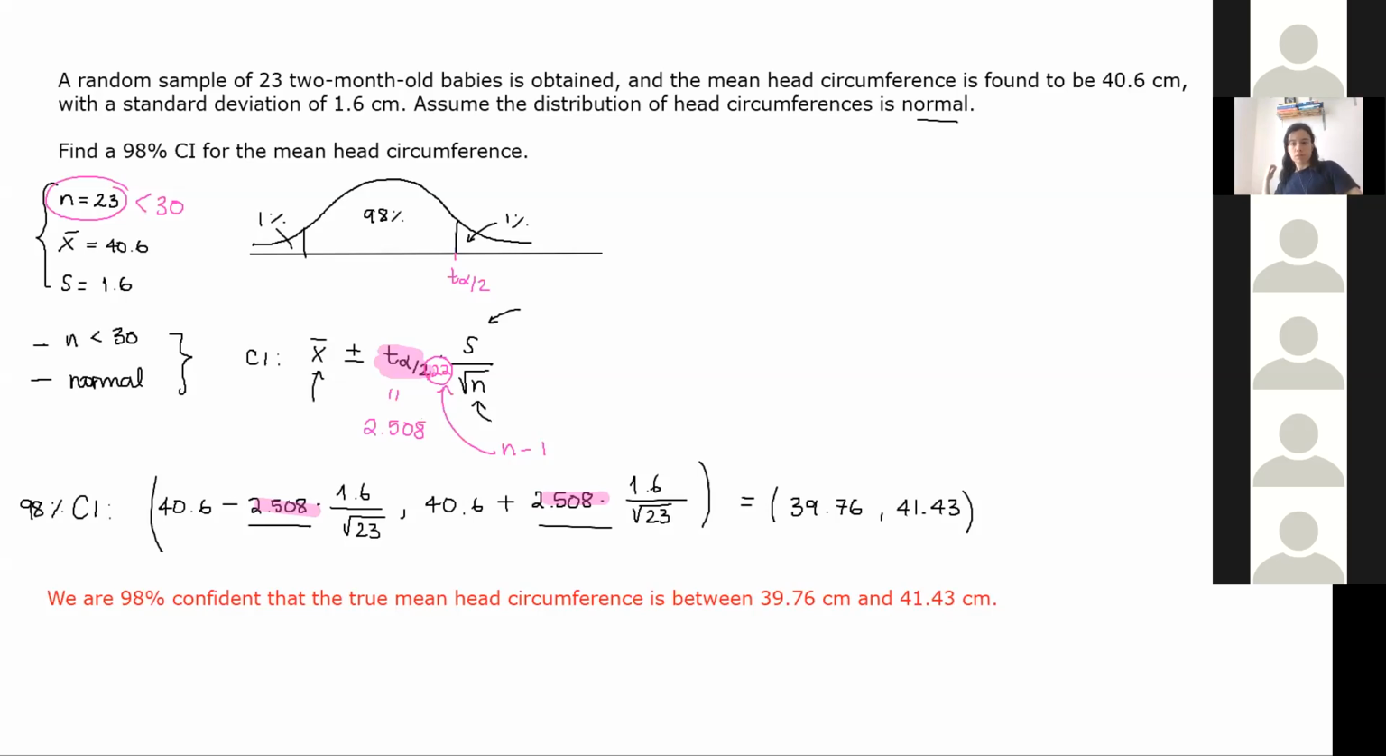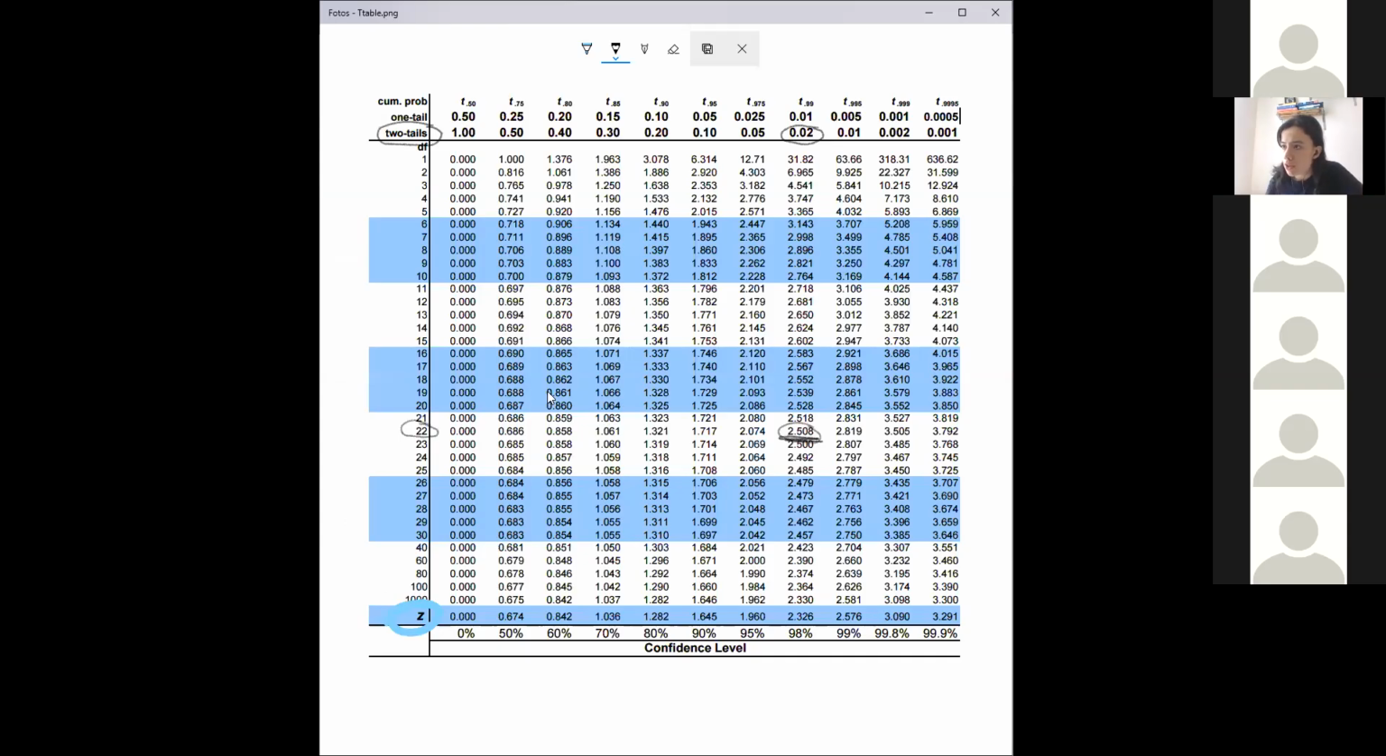So Miss, just to clarify. For when it's under 30, you do n minus 1, and then the percentage that's left on the side, you use that too to get 2.508. Okay, so let me just go back to the table. You use the n minus 1 to look for which row you need, right? So here that was 22. That's our row. 0.2 left over.